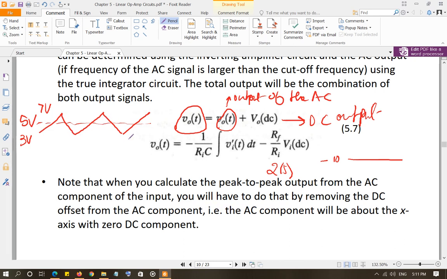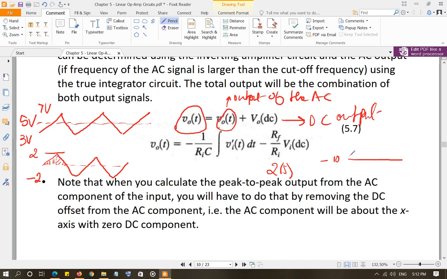And then this voltage, first of all, you're going to put this on the x-axis because you're removing the DC voltage from the input. So the triangular wave is going to be about the x-axis. The total peak to peak is 4, so it's going to go from 2 to negative 2. And then you're going to calculate the area under curve, total positive area under curve or negative area under curve, whichever way you want to do it. The total positive area under curve is going to give the peak to peak value of the output waveform.